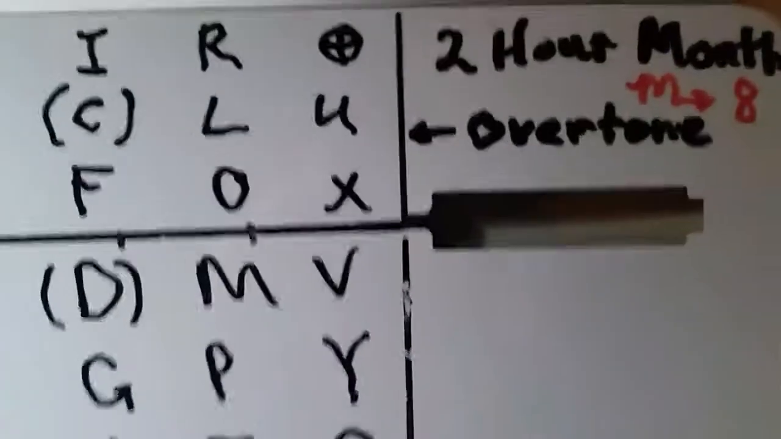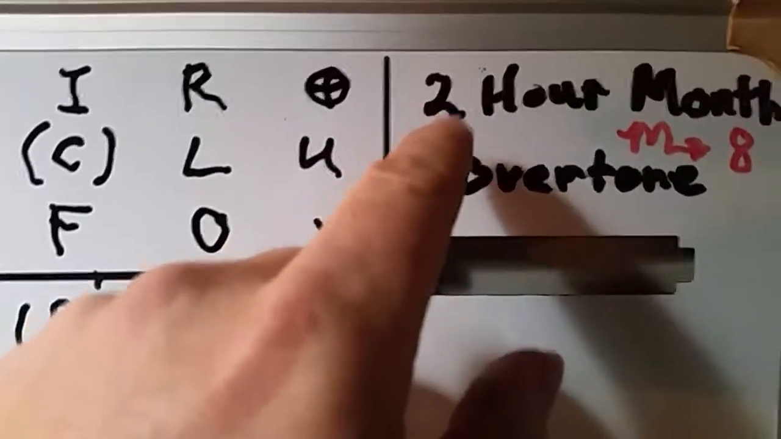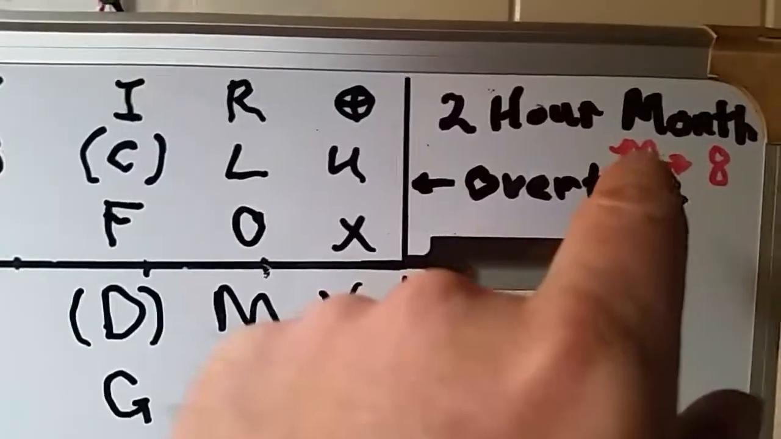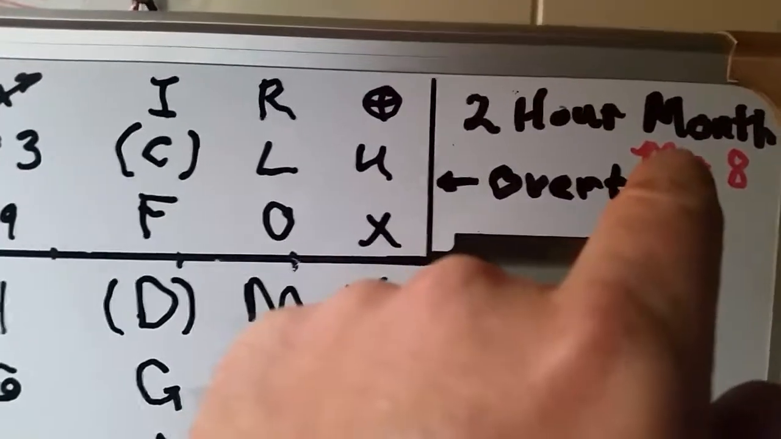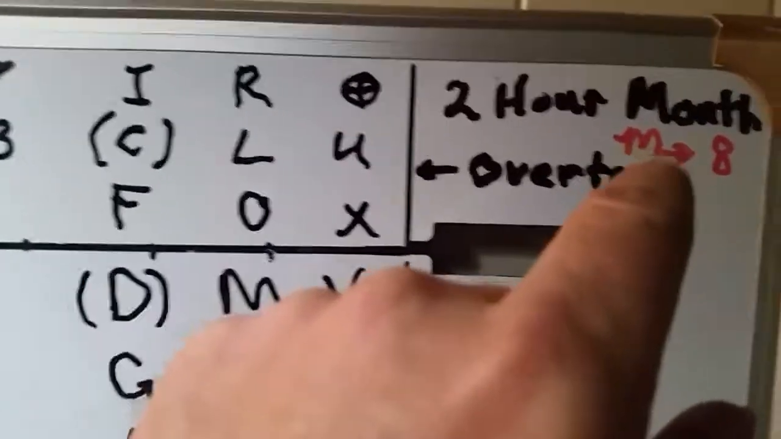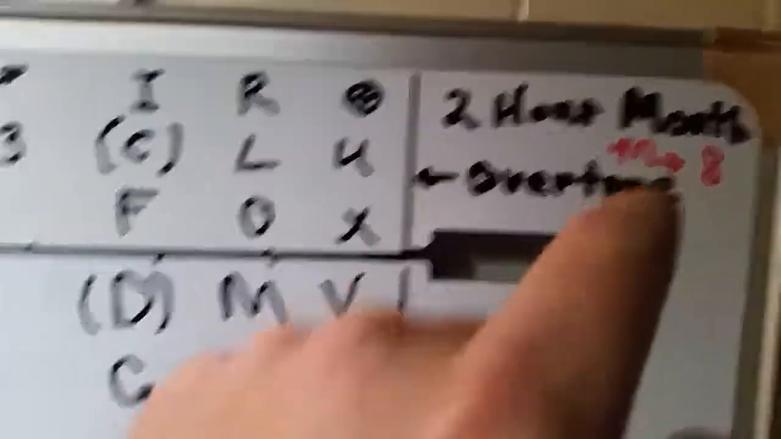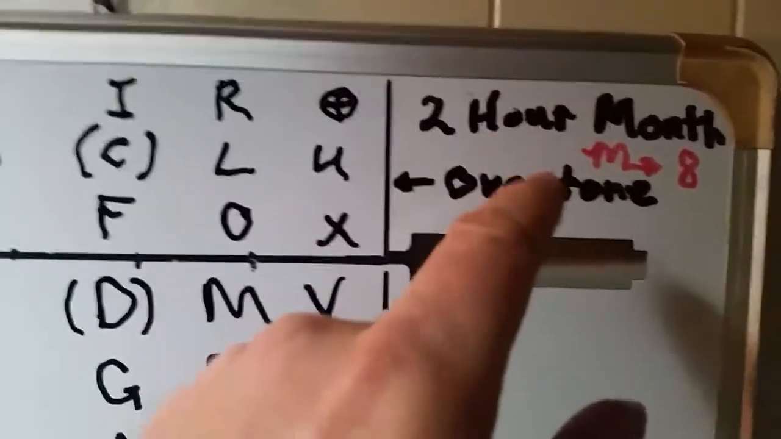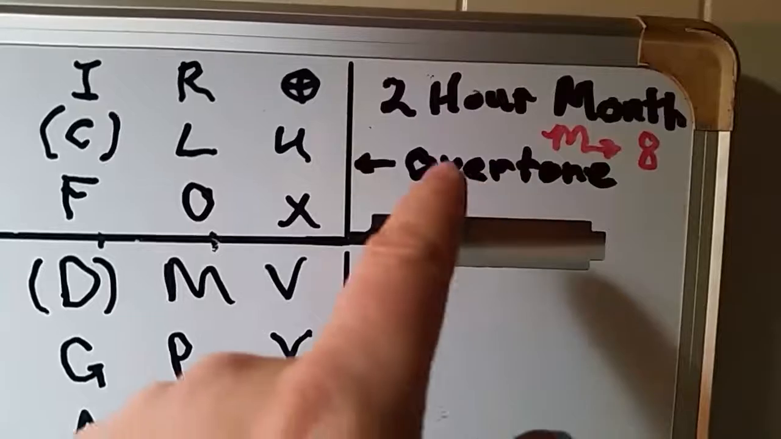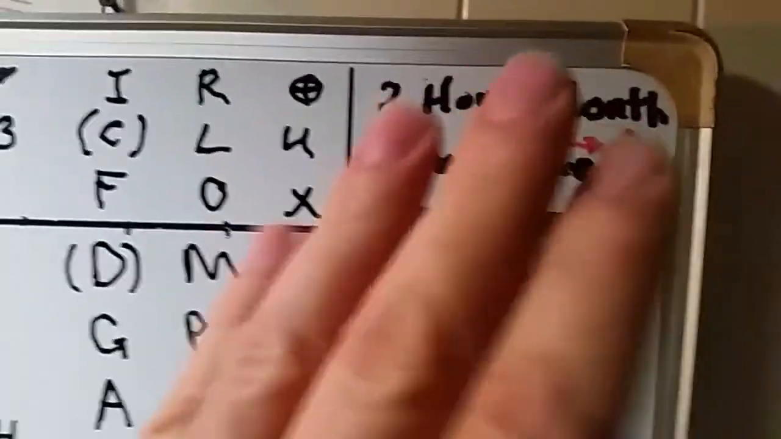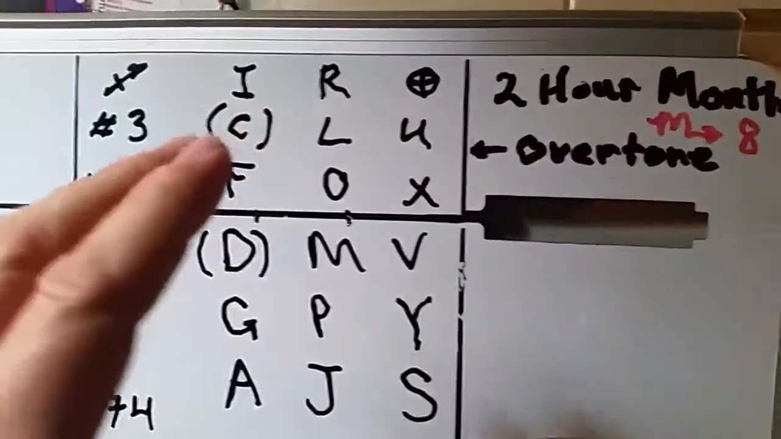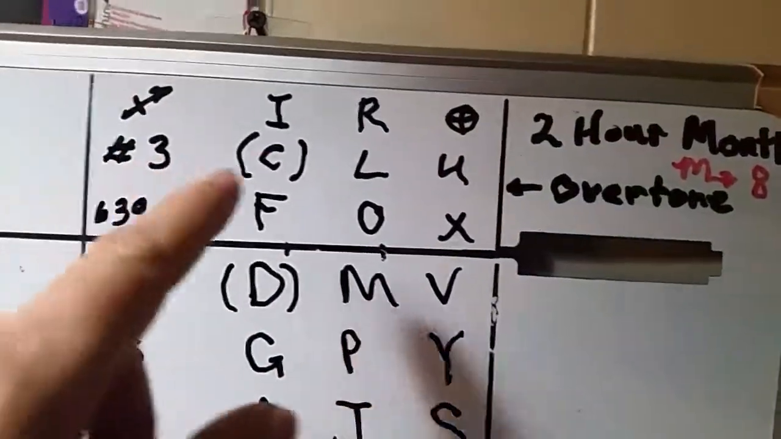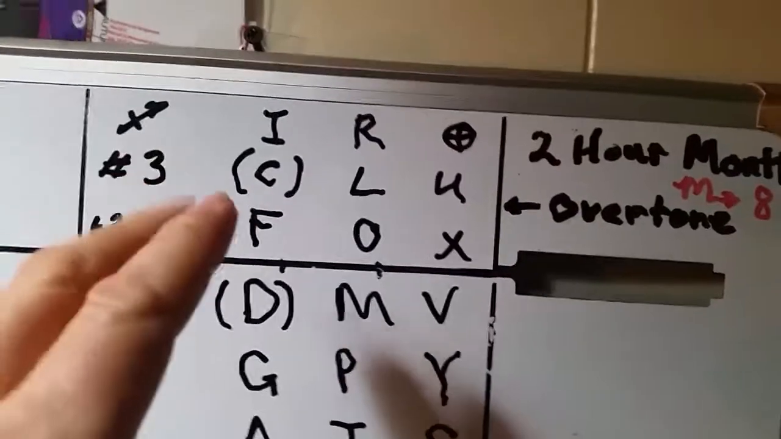So what I discover is that this 2-hour month for this time slot is between 8 p.m. and 10 p.m. Okay, so the beginning of this 2-hour month would be 8 p.m. to 10 p.m. When I use my calendar to look up my music matrix, this is what I find. I have an overtone. The C is bracketed. It's overtone 3.